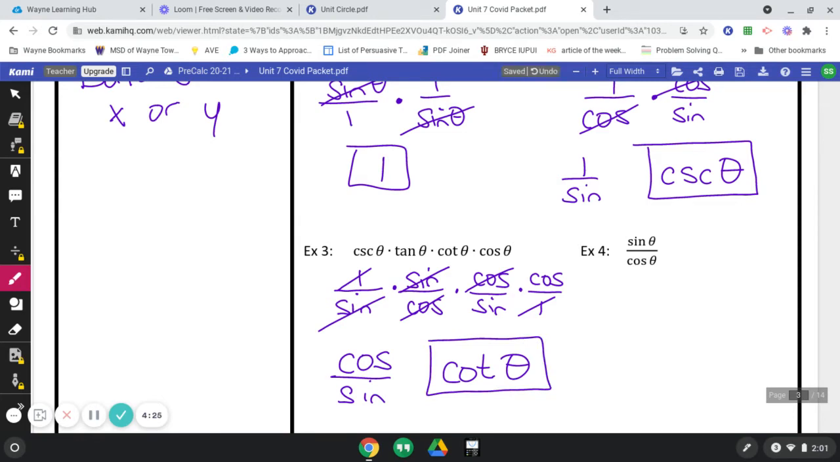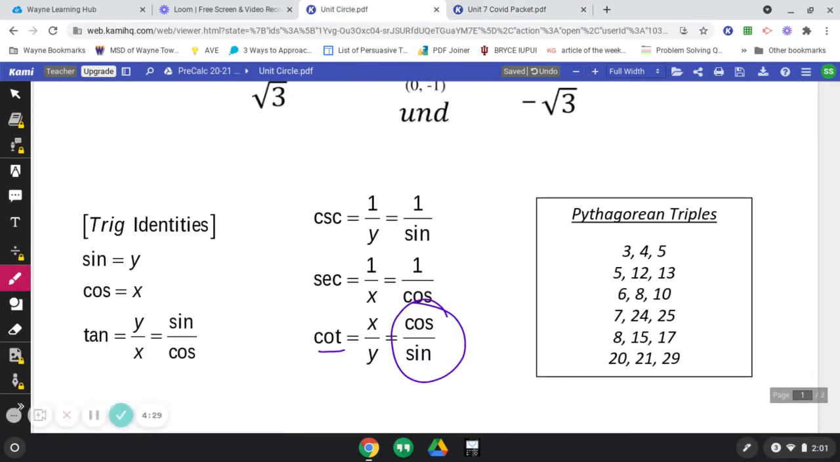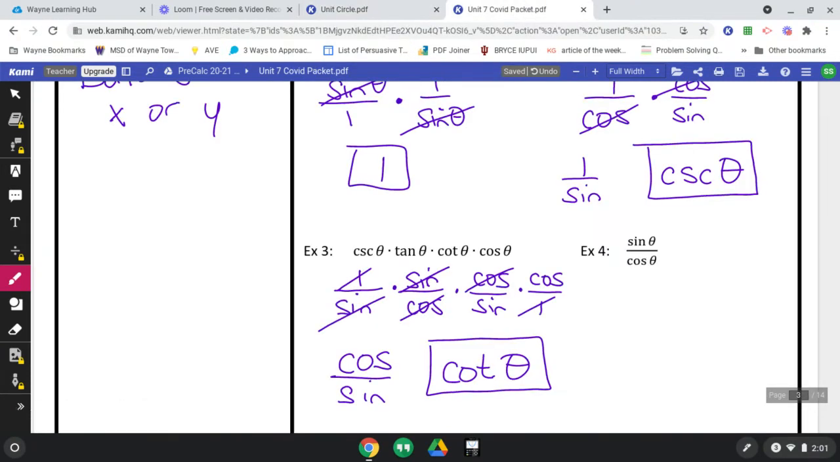Now for example number 4, sine over cosine. This one doesn't even require any work. Look at your unit circle, sine over cosine right here. Your answer is tangent. So some of the problems are a little bit longer. Other ones are pretty short.